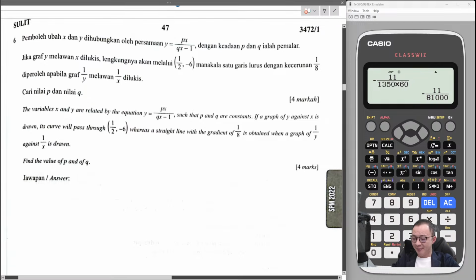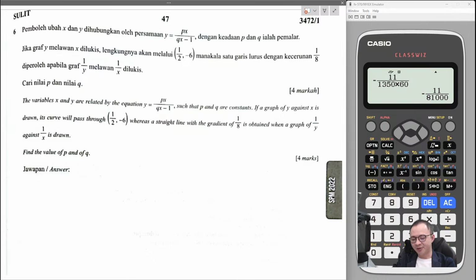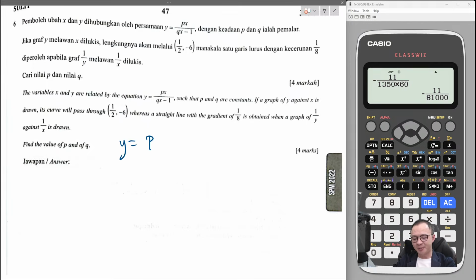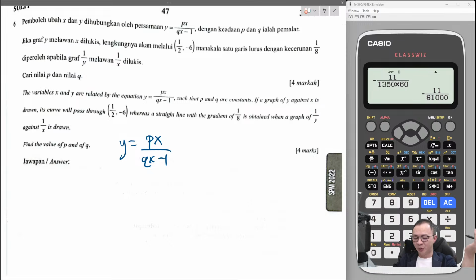Alright, number 6. Linear law. Linear law is my favorite topic because normally it's very easy to get marks. Variables x and y are related by this equation. So I have an equation like this, y equals px over qx minus 1, such that p and q are constants. If the graph of y against x is drawn, a curve will pass through (1 over 2, negative 6).